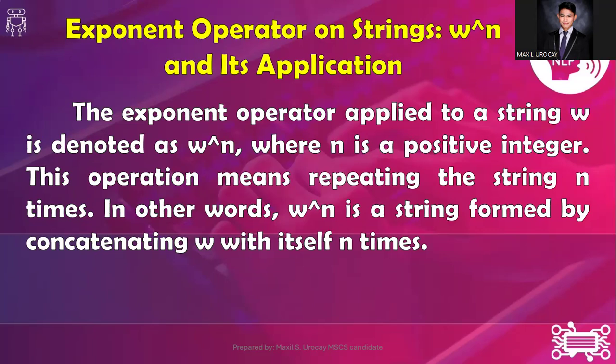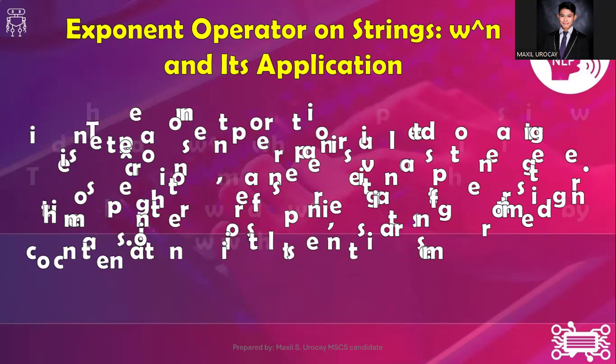So the exponent operator applied to a string W, denoted W to the power of n, represents repeating the string for however many times you've declared. For example, Sir Max to the power of 3 gives Sir Max, Sir Max, Sir Max, like that. This operation is useful in various tasks for generating repeated patterns or structures in our text.